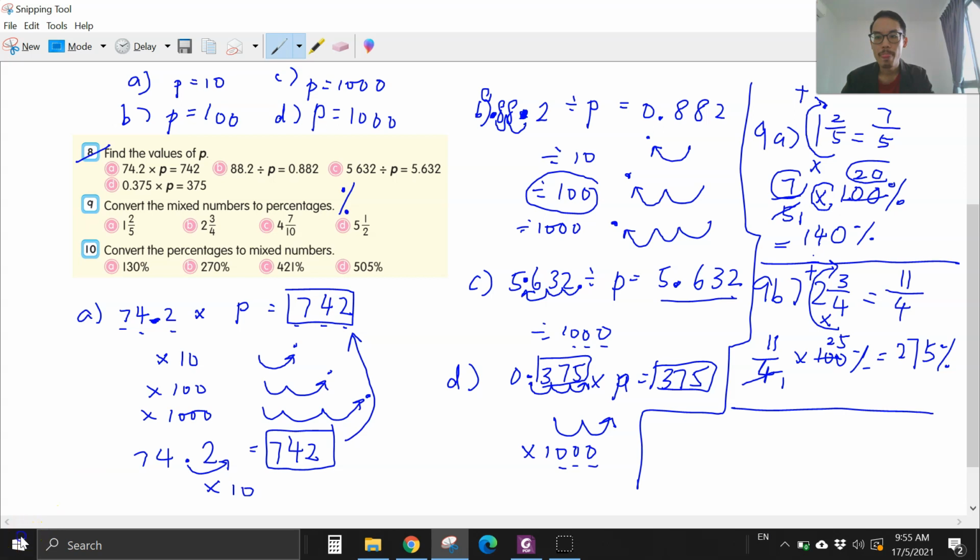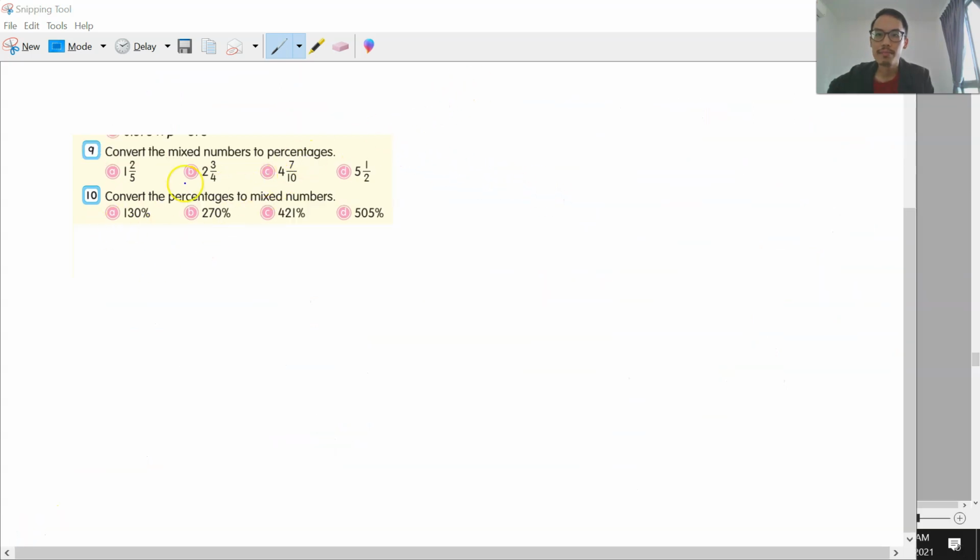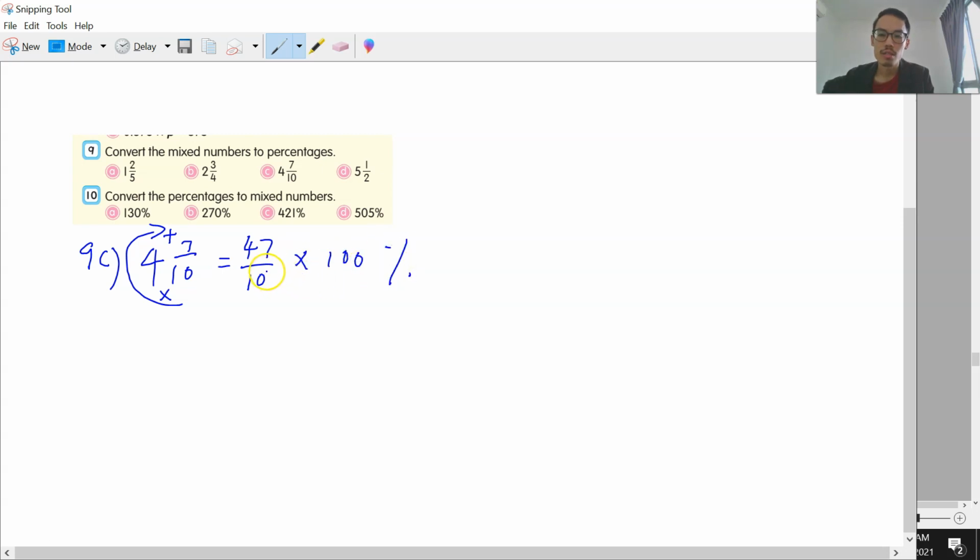Okay, now we look at 9C. Okay, 4 7/10. So change this to improper fraction first, times and then plus. 10 times 4, 40, plus 7, 47 over 10. So 47 over 10, you times 100% to change it to percentage. Okay, cross 10, cross 10. 47 times 10, 470%.